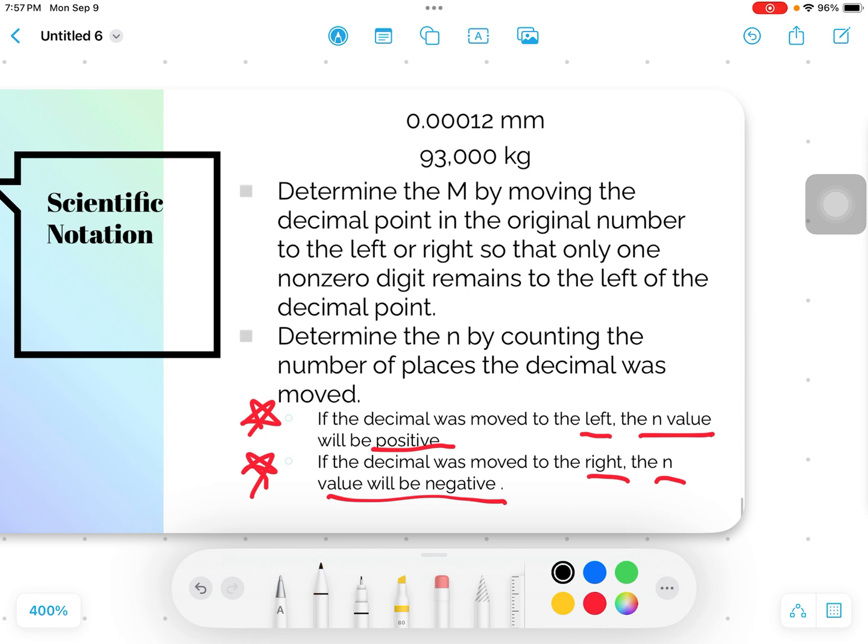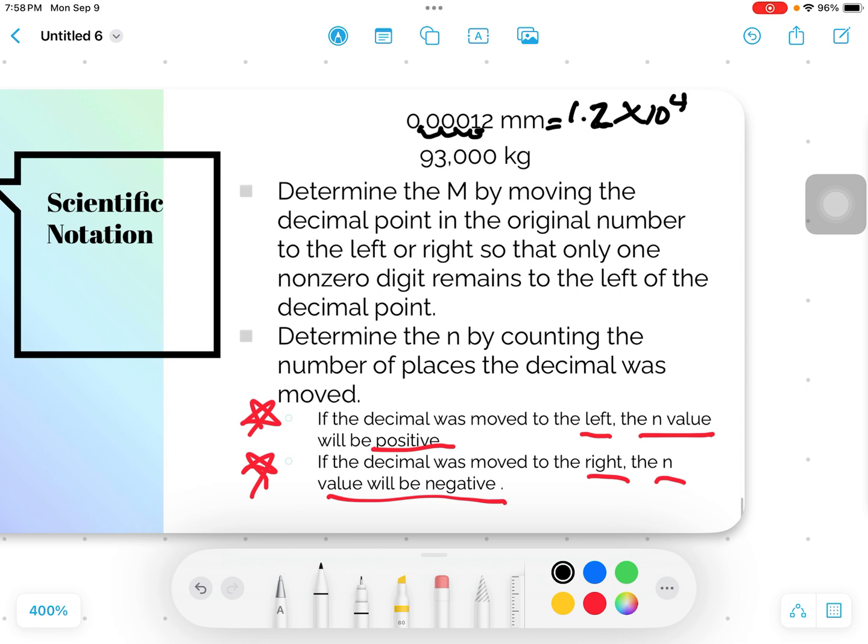So if we were solving these ones here, where we have 0.00012 millimeters, and I wanted to put that into scientific notation, what I would do is I would take my decimal here, and I would jump it until I had one number in front of the decimal. I also would look and see those are all leading zeros, so my 1 and 2 are my only sig figs. So it would be 1.2 times 10, and then I count how many times did I move it. 1, 2, 3, 4 times.